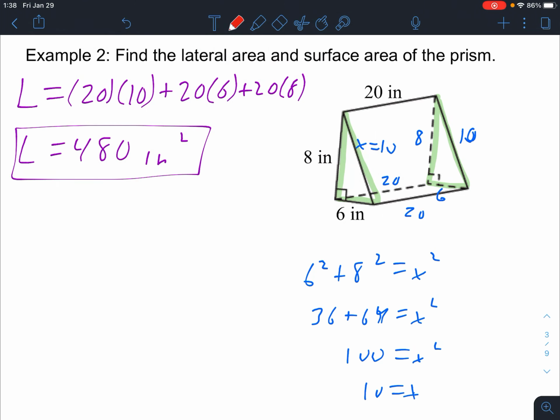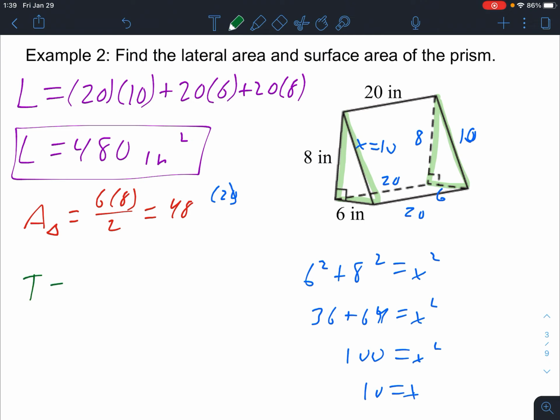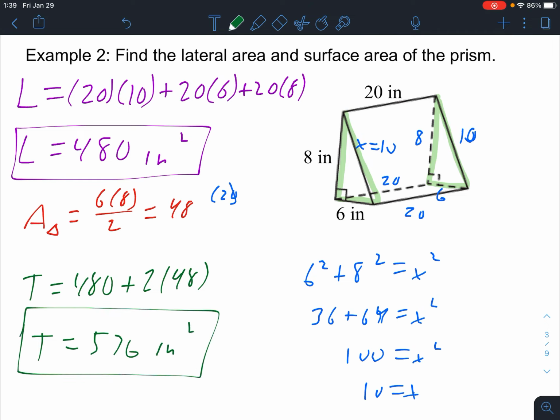All right, now to get the total, what we need to do is find the area of those triangles. Remember, the area of a triangle is just base times height over 2, so 6 times 8 over 2. Remember, the two sides have to be perpendicular for them to be the base and the height. And that'd be 48. And remember, there are 2 of those. So, for our total area, we're going to take our lateral, and we're going to add in the 2 triangles. And our total surface area would be 576 square inches.